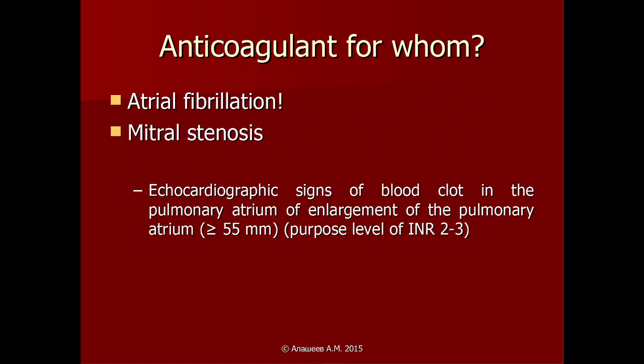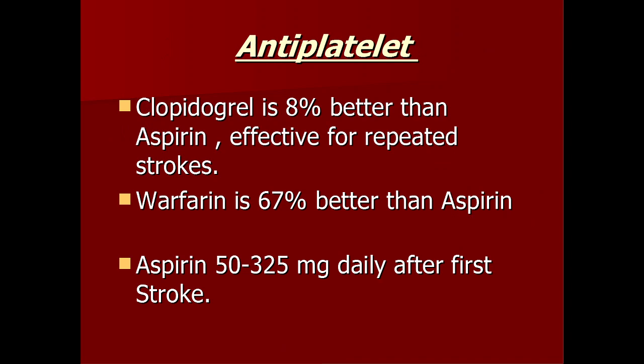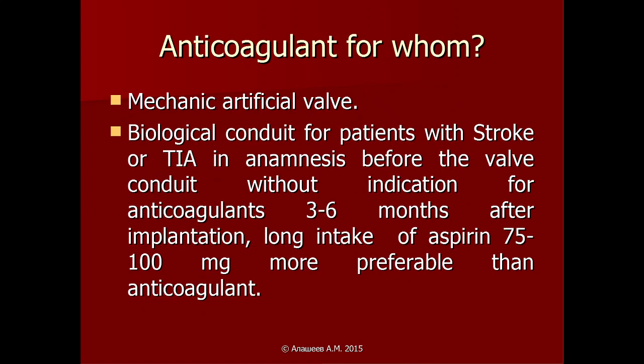Whom should we prescribe anticoagulants in case of atrial fibrillation and mitral stenosis? Echocardiographic signs of blood clot in the left atrium, enlargement of the left atrium more than 55 millimeters. Target INR level of 2-3. Mechanical artificial valve. Biological conduit for patients with stroke or TIA in anamnesis before the valve conduit without indication for anticoagulants 3 to 6 months after implantation, long intake of aspirin, more preferable than anticoagulants.